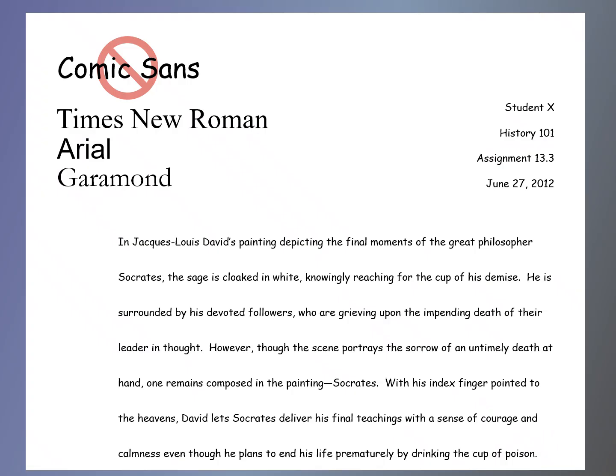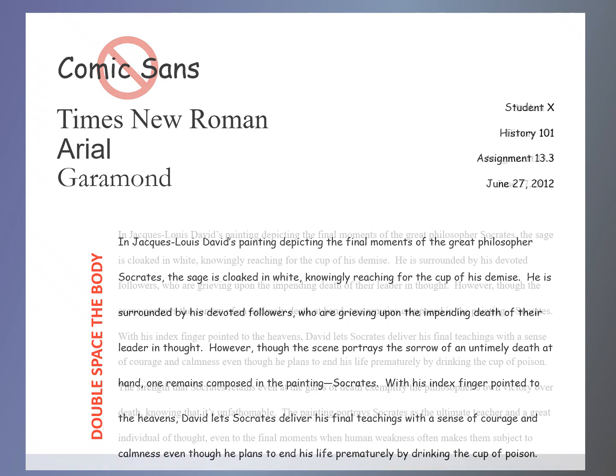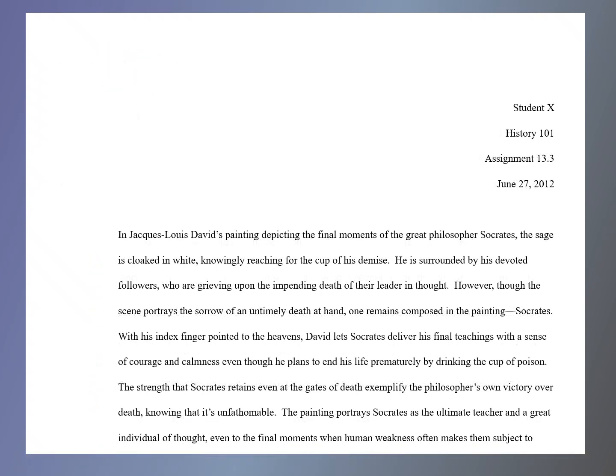You also want to make sure that the size of the font is no smaller than 11 point and no larger than 14 point. Looking at the body of the essay, you will see that the line spacing is greater than double spaced. The body of the essay should be double spaced, not more and not less. So now you can tell that I have fixed the font to Times New Roman and made it 12 point. Again, Arial, Garamond, or some other similar font like that is perfectly okay. I have also fixed the spacing to double spaced.